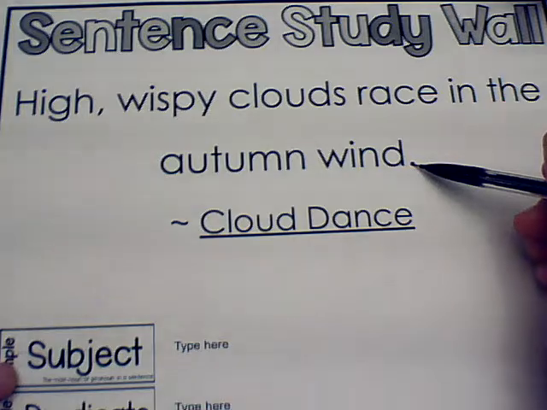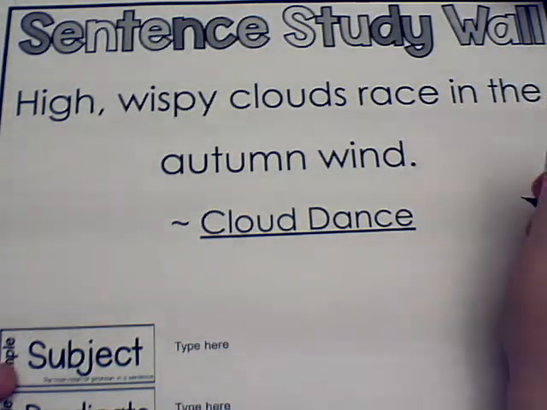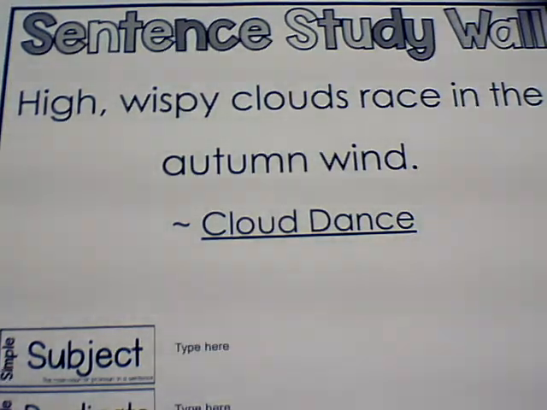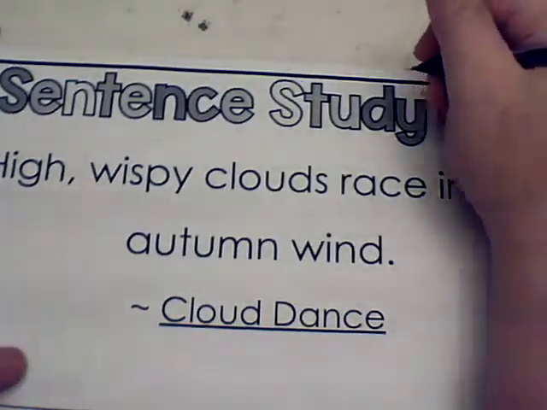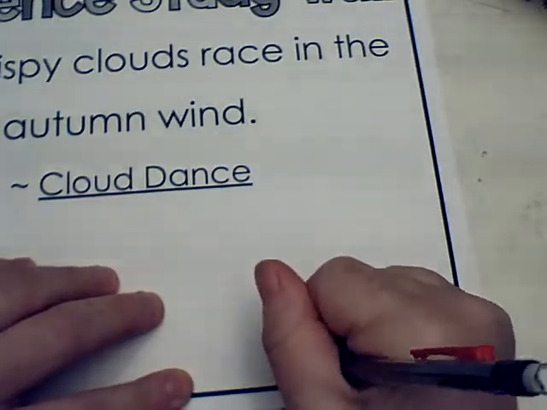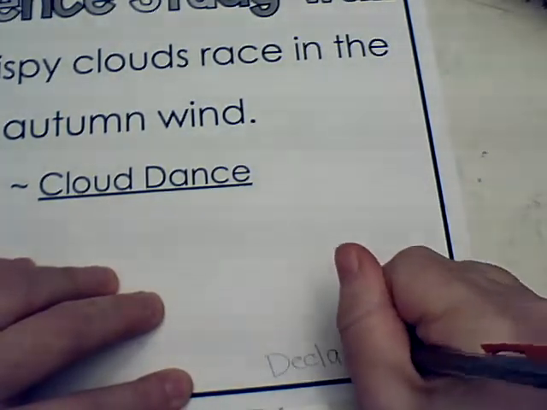In an imperative sentence, if you hear that word imp in it, remember that imperative means important, and something that's an imperative is a command. And people don't command others to do things if it's not usually important. So let's look at this again. High wispy clouds race in the autumn wind. Is it commanding anything? No. So it's not going to be an imperative sentence, and that just means that it is a basic declarative sentence. So we are going to write that up. Actually, let's write it down here. So let's write declarative.